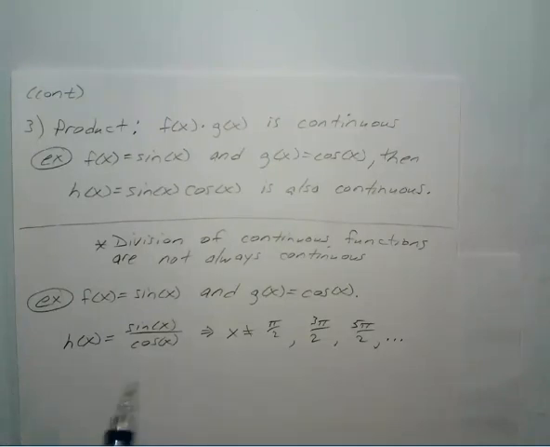Okay, now it would be continuous if you had an interval, let's say, between these two. Let's say if it was between pi over 2 and 3 pi over 2, then it's continuous in between those points. But just continuous overall, it would not be.